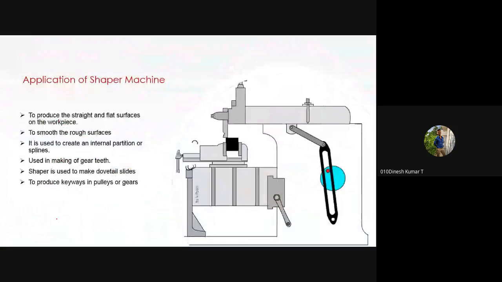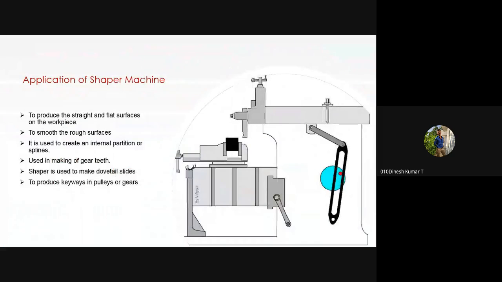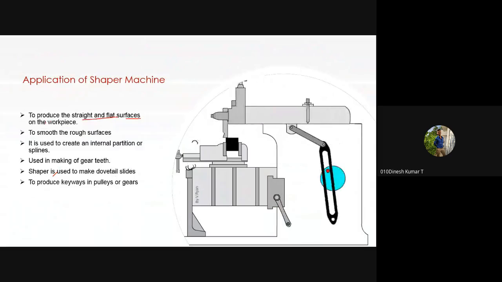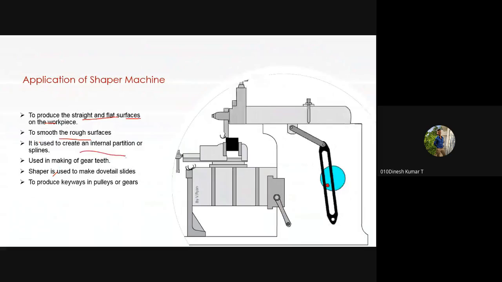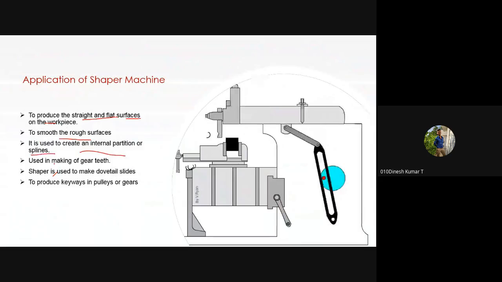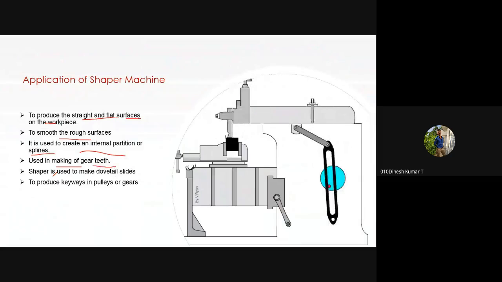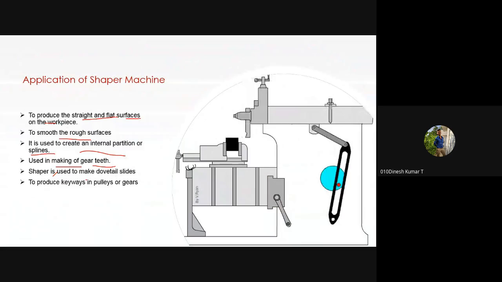Applications of the shaper machine: it is used to produce a straight and flat surface on the workpiece and to smooth a rough surface. It is used to create internal splines, used in making gear teeth. The shaper is used to make dovetail slides and to produce keyways in pulleys or gears. These are some of the applications of shaper machines.